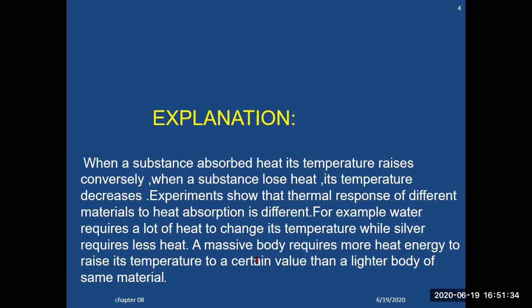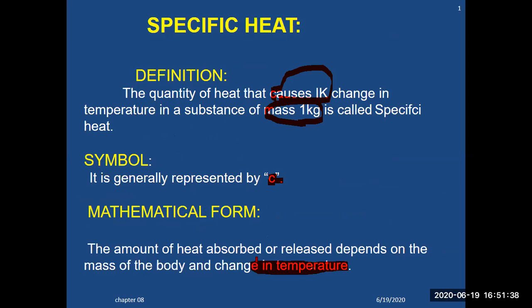So with this, our class ends. I hope you people have understood today's topic. What was today's topic? That was specific heat. What is specific heat? The amount of heat required to raise the temperature of 1 kg of mass by 1 Kelvin. What's the symbol? It's C. What's the mathematical form? It's temperature.